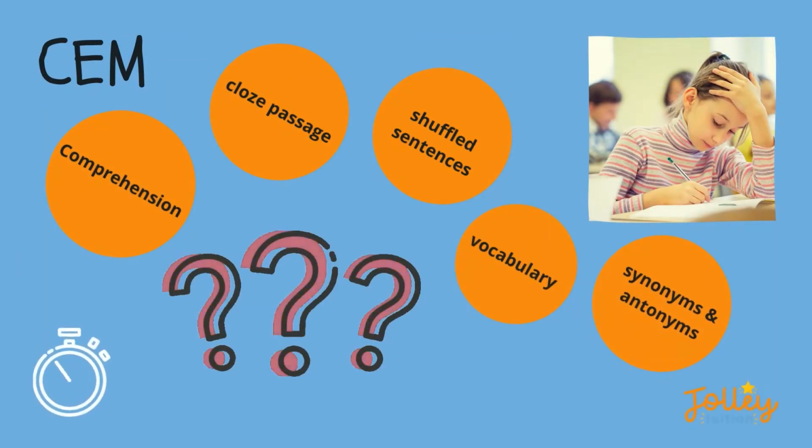In the CEM test, you will have a number of sections which will include English elements. For example, there will be a comprehension with a set of questions. There will be a closed passage whereby children will have to put words within blank spaces. There will be shuffled sentences, vocabulary, and synonyms and antonyms. Please don't worry if you don't know what these mean. There will be other videos following this up.